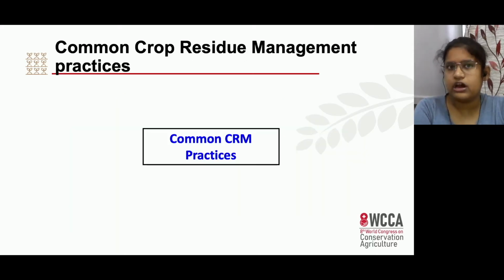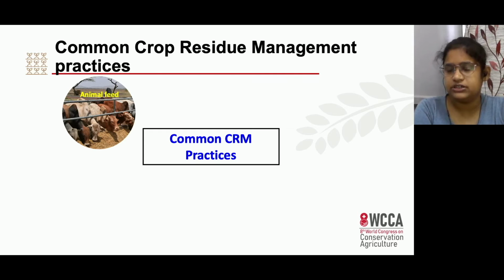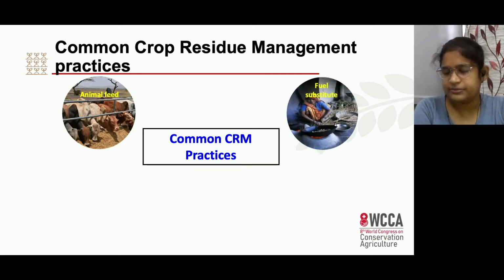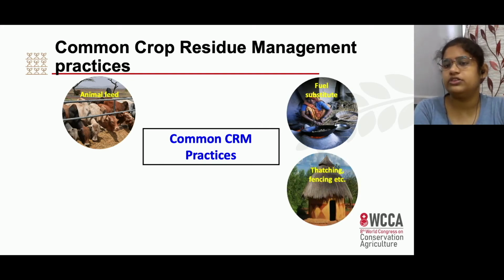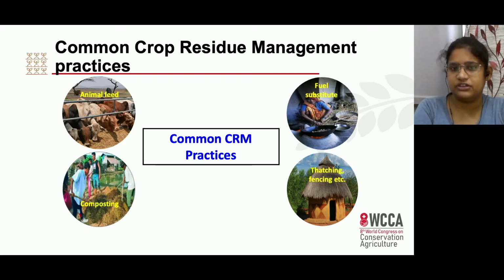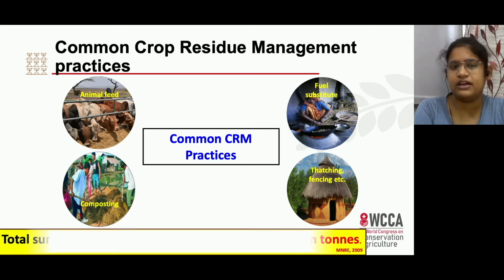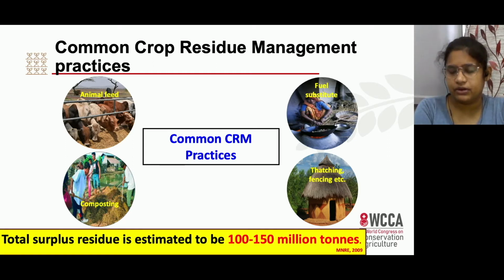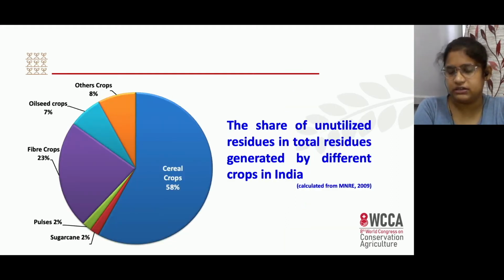Now, these residues are mainly used as animal feed. Some are used as fuel substitute in the rural households. And then a portion goes into thatching and fencing. And another considerable amount goes into composting. Even after this, there is still a surplus of 100 to 150 million tons of residue per year. And again, the major contributor to this surplus residue is the cereal crops. So the question arises here: what happens to this surplus residue?